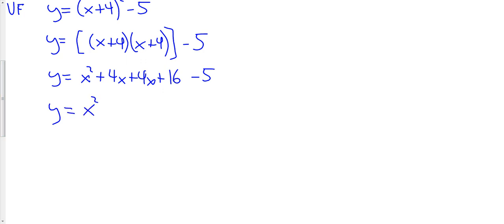Then I've got y is equal to x squared. I'm going to collect my like terms. I'm going to take the 4x plus 4x, and that gives me 8x. And my plus 16 minus 5 is positive 11. So now I've just gone through and converted from vertex form into standard form. The reason why standard form is so helpful is that I now know, based on this c value at the end, that my y-intercept is actually positive 11. So my y-intercept equals positive 11.